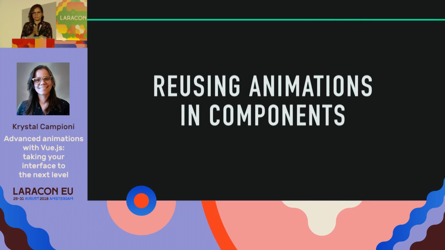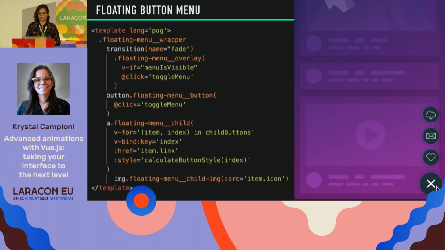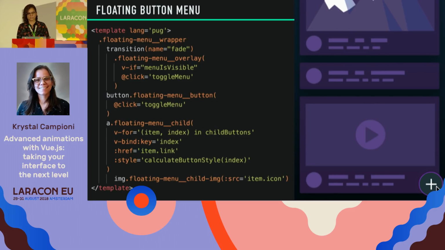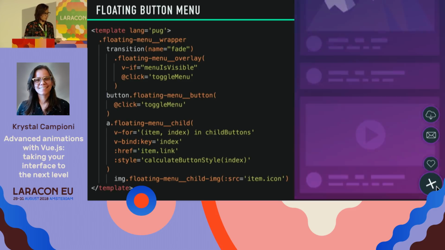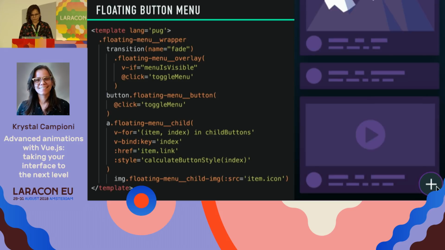Okay, so that's the same way that we did with the character component, that we're using the same component to render our character and also the enemy. We can wrap the animations that we want to use in different parts of our application inside of components. So for example, you could have a floating button menu component.